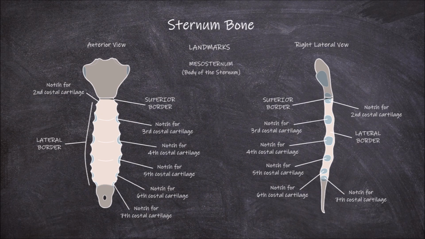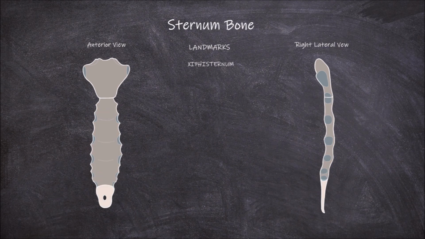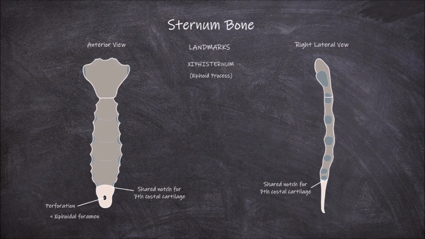The third and last part is the xiphisternum, which is also known as the xiphoid process. This part is the smallest part of the sternum bone. The superior part of the lateral borders have costal notches for shared articulation with the seventh costal cartilage. In some cases it may be bifurcated or even have a perforation in it as illustrated here. When this perforation is present, it is known as the xiphoidal foramen. The superior part articulates with the mesosternum, forming the xiphisternal joint.